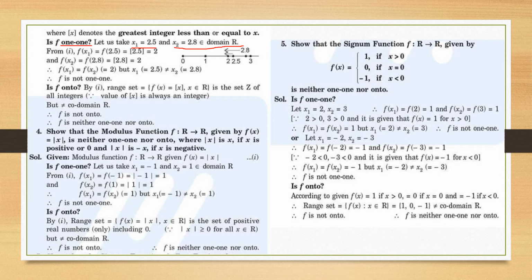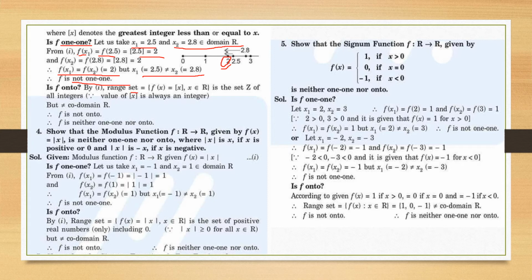So you know the greatest integer operator means, see, the two elements are different. 2.5 and 2.8 are different, but f of x1, that is f of 2.5, will give you the value 2, because you know 2.5 is lying between 2 and 3, but to the left the integer is 2, so the value is 2. Again, to the left of 2.8 is only 2, so only 2 will be the answer. So see here, f of x1 equal to f of x2 equal to 2, but your x1 and x2 are not equal, so f is not 1-1.